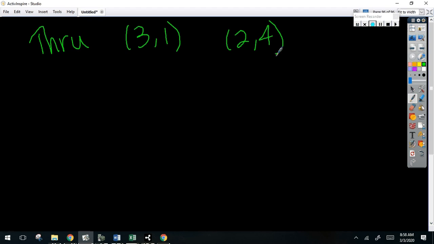Write an equation in slope-intercept form that goes through the points 3, 1 and 2, 4. Write an equation of the line that goes through those 2 points. This one's a little different because I'm not giving you the slope. I'm making you work for the slope. That's exactly right. So my first step is still the same, but I don't have an m to plug in.